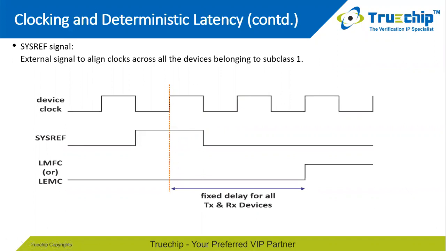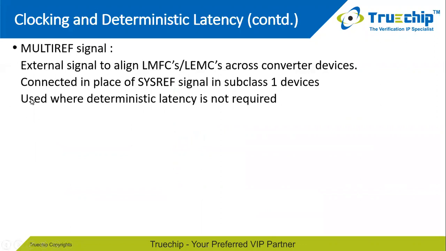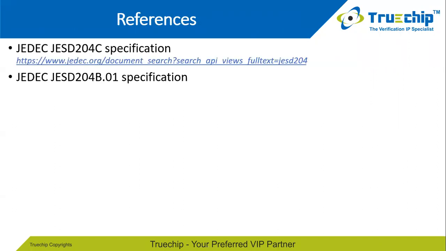So moving on to the next slide. Now, the MultiRef signal is an optional feature for subclass 1 devices, which is used to align the LMFCs or LEMCs across the converter devices. This signal is used in place of the SysRef signal. That means it is only used where deterministic latency is not required. So this was all about the JESD204C specification. Thanks to all of you.